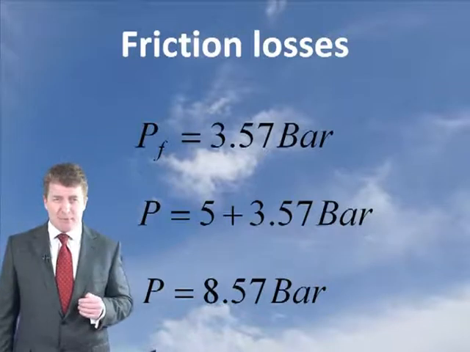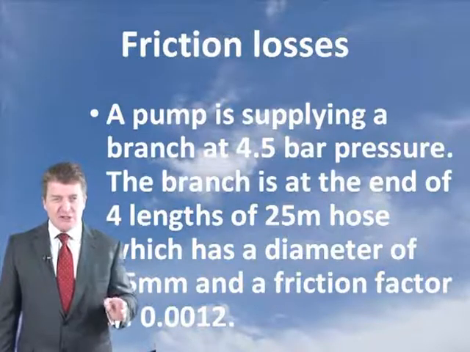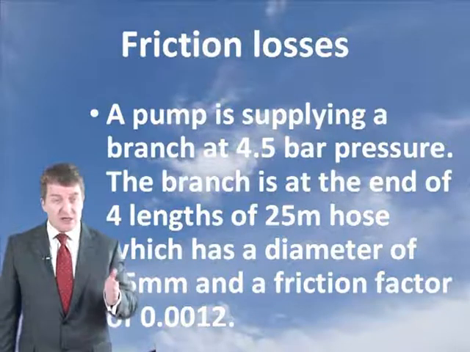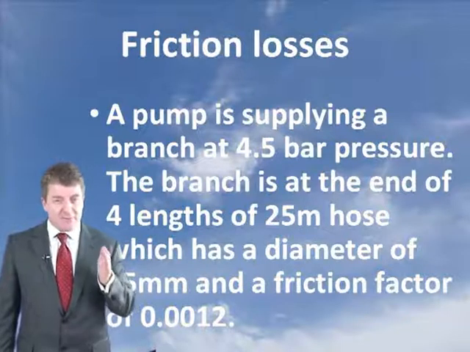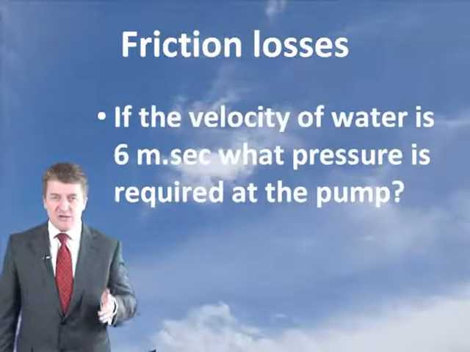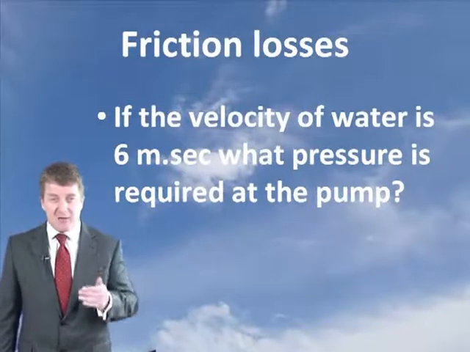Let's do another example. A pump is supplying a branch at 4.5 bar pressure. The branch is at the end of 4 lengths of 25 metre hose, which is a diameter of 45 millimetres and a friction factor of 0.0012. If the velocity of the water is 6 metres a second, what pressure is required at the pump?